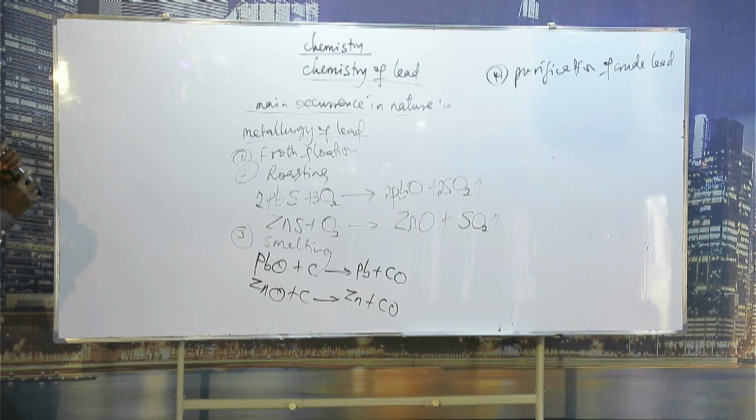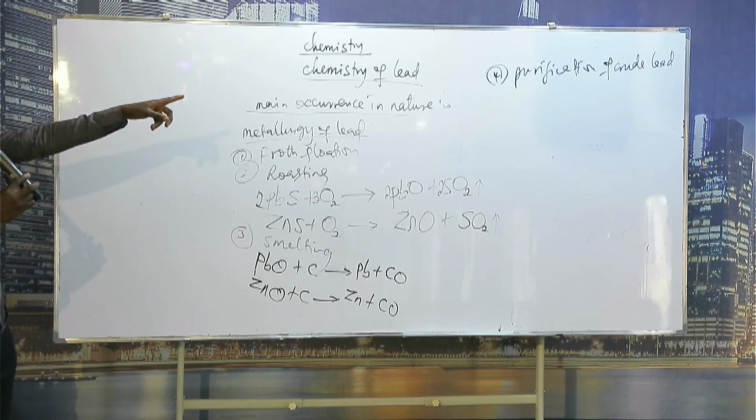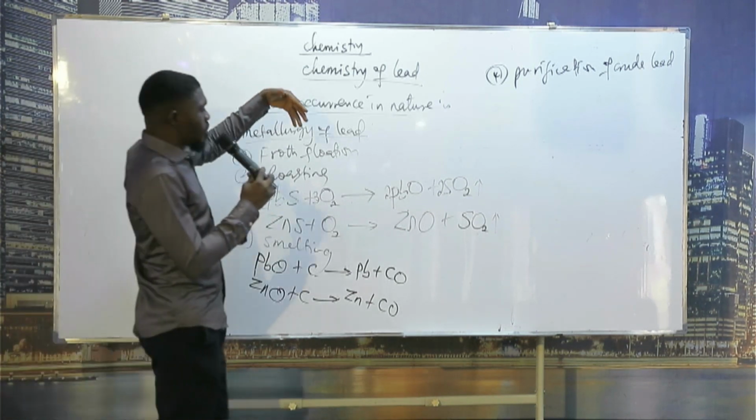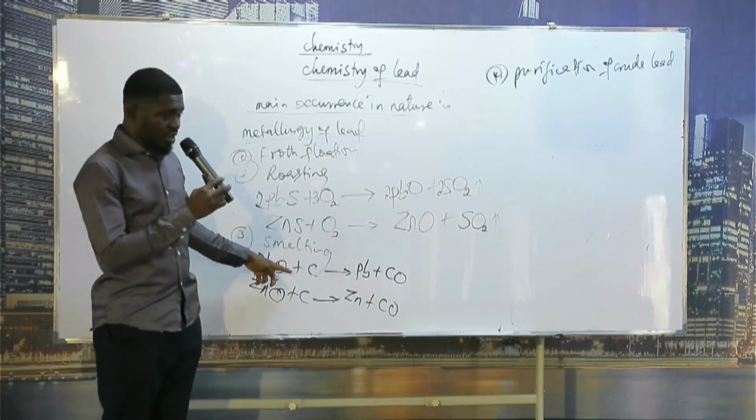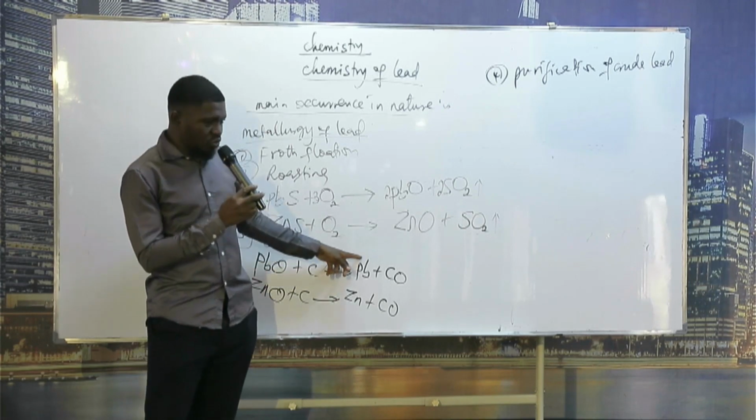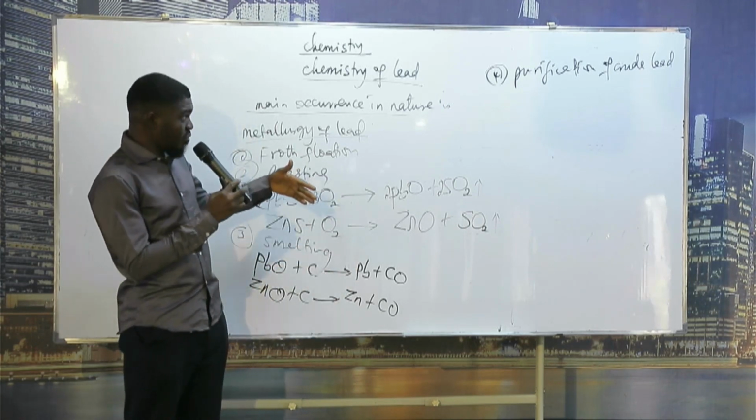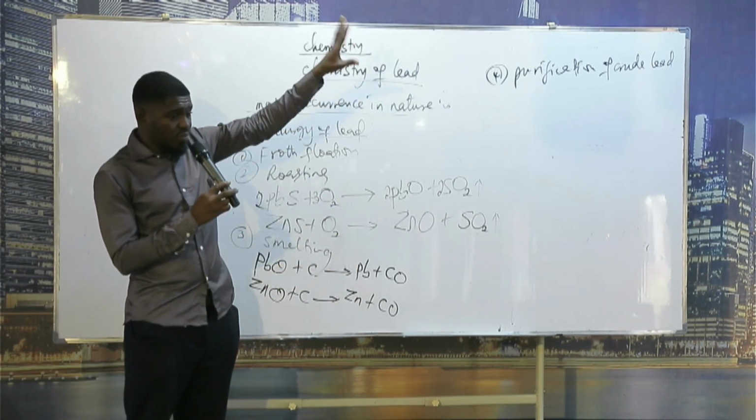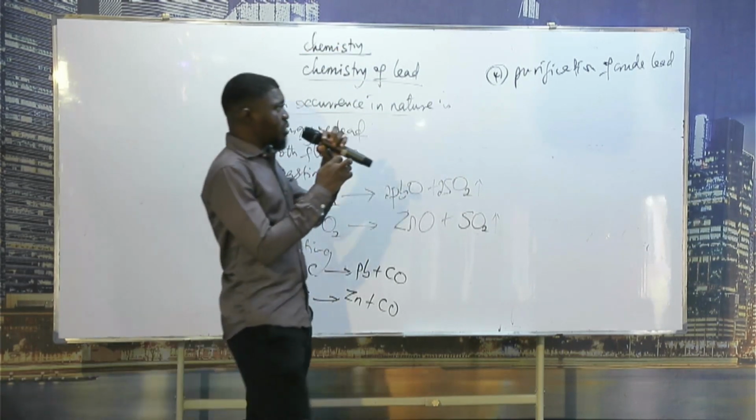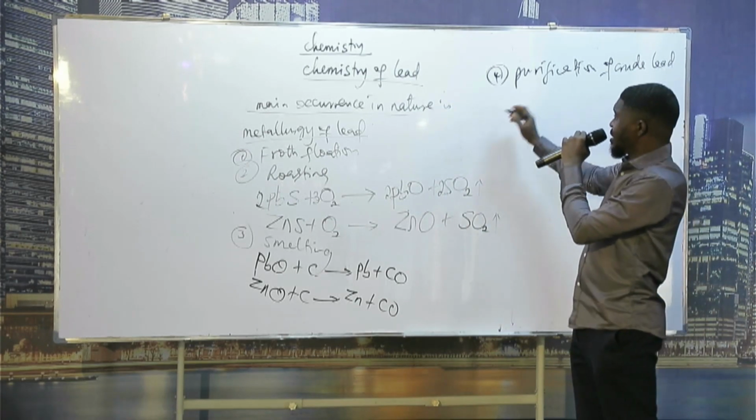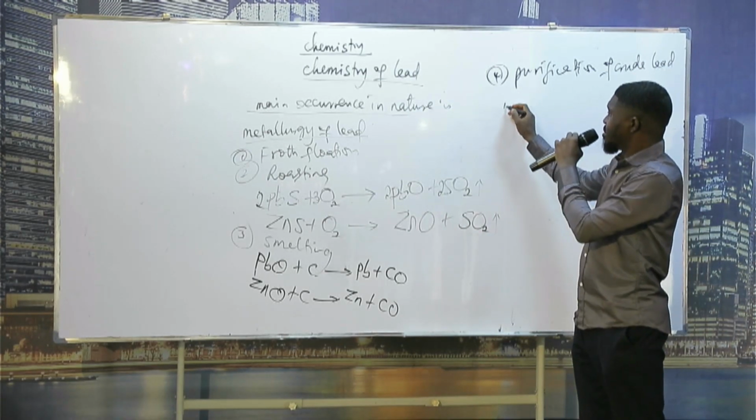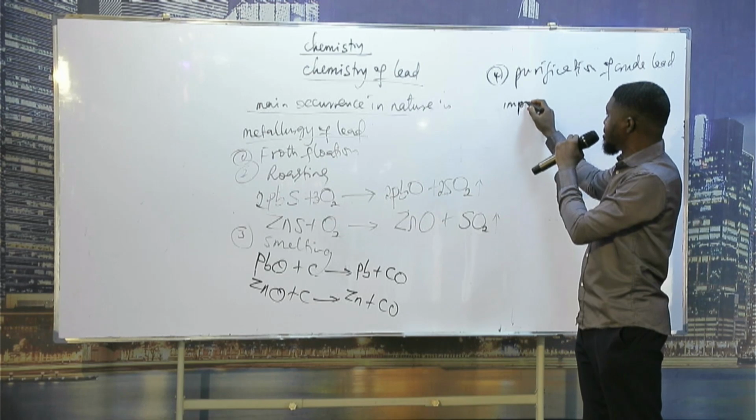Okay. Let's go now. Purification, right? So in purification, we want to remove other impurities. Remember, zinc is here, right? Zinc is going to be produced with lead. So you need to find a way of removing lead from the impurities. So there are possible impurities that you need to remove from lead. Impurities like zinc. Okay. So you have to remove impurities.